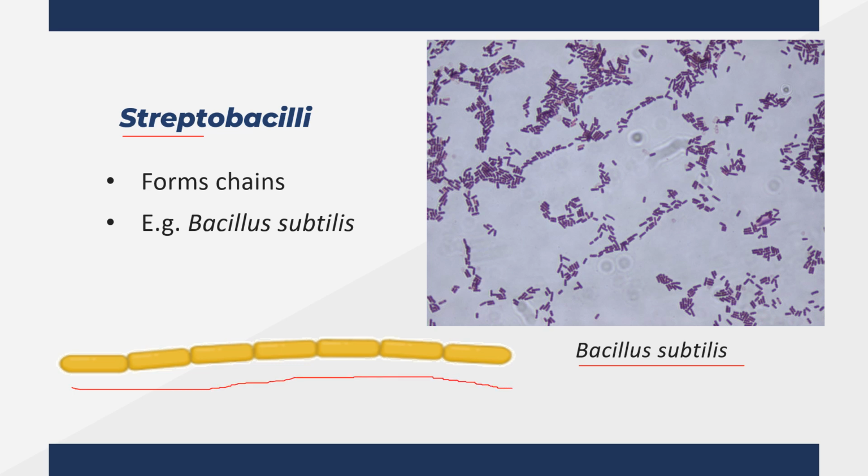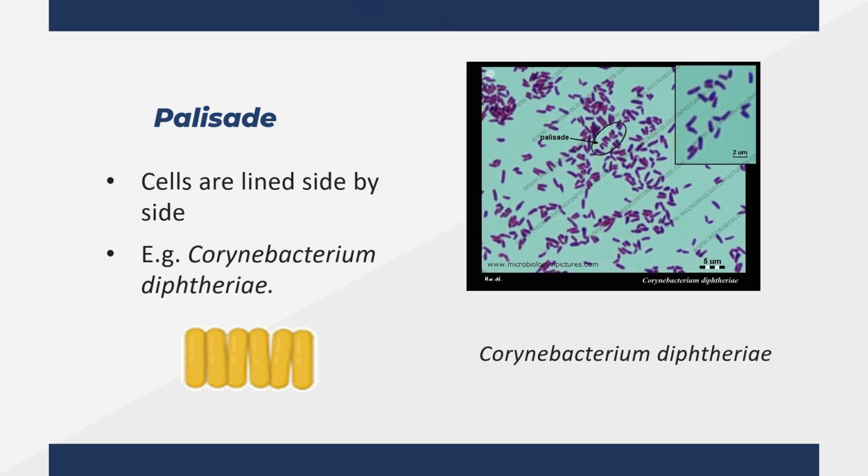So even after cellular division, they are not leading independent lives. They remain attached to each other. Finally, we have palisade, where the cells are lined side by side, and such kind of arrangement can be observed in the bacteria Corynebacterium diphtheriae. As you can see here in several such examples in the image, a palisade kind of arrangement is shown.